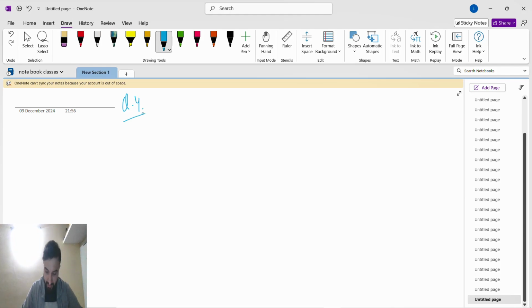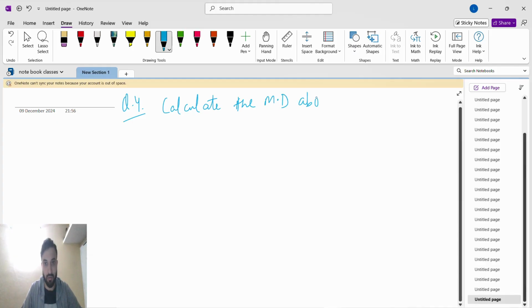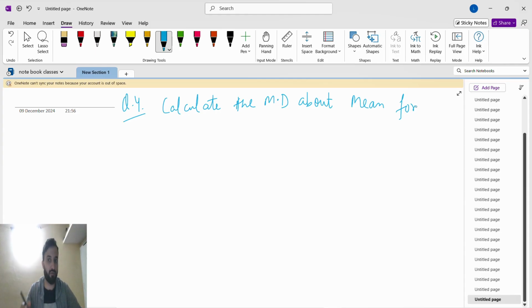Calculate the mean deviation. Here, guys, we just have to calculate the mean deviation about mean. Calculate the mean deviation about mean for. So we just have to find the mean deviation about mean. We should not have to do the coefficient.